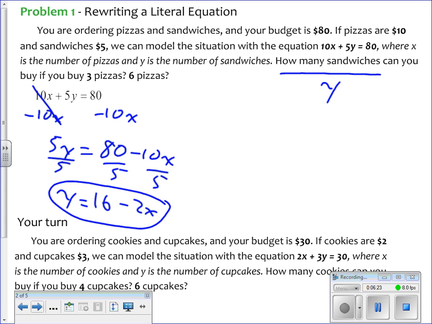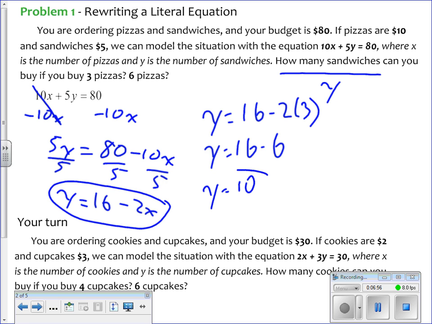Okay. Now, you're thinking, what does that help? Well, here's the thing. I want to know how many sandwiches I can get if I buy 3 pizzas or if I buy 6 pizzas. X is the number of pizzas. So I do, okay, y equals 16 minus 2 times 3. And that'll tell me how many sandwiches I can buy if I buy 3 pizzas. Okay, so y equals 16 minus 2 times 3 is 6. Y equals 10. So if I buy 3 pizzas, I can get 10 sandwiches.